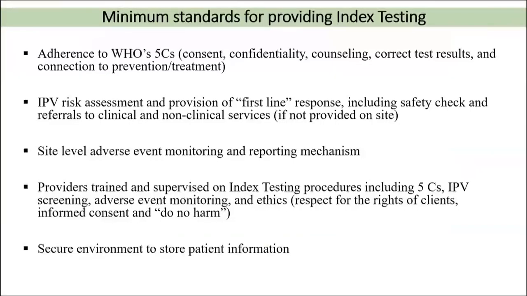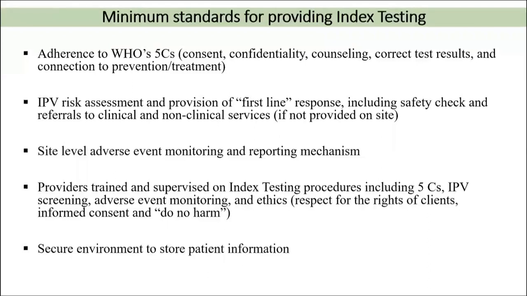These are the minimum standards: adherence to the WHO's 5 C's, that is consent, confidentiality, counseling, correct test result, and connection to prevention or treatment. Then intimate partner violence related risk assessment needs to be done, and first line response with a safety check needs to be provided. A person needs to be trained on IPV risk assessment and providing first line support. There must be a site level adverse event monitoring and reporting mechanism.